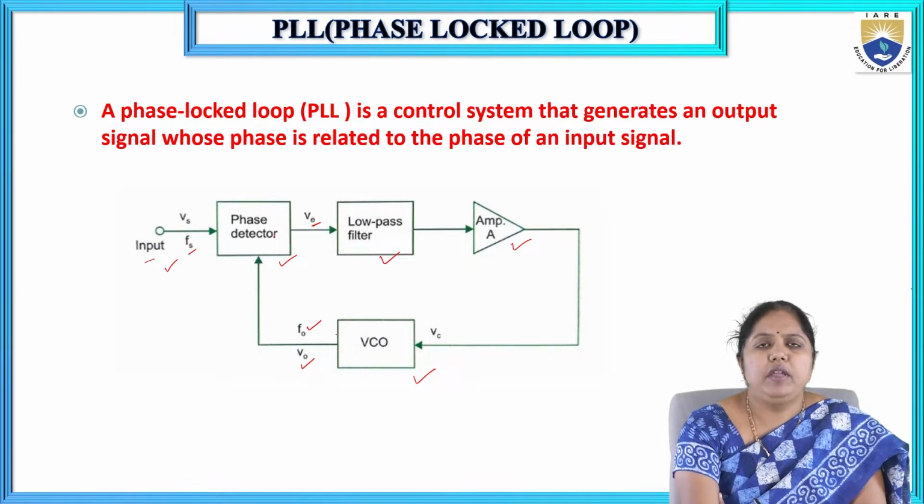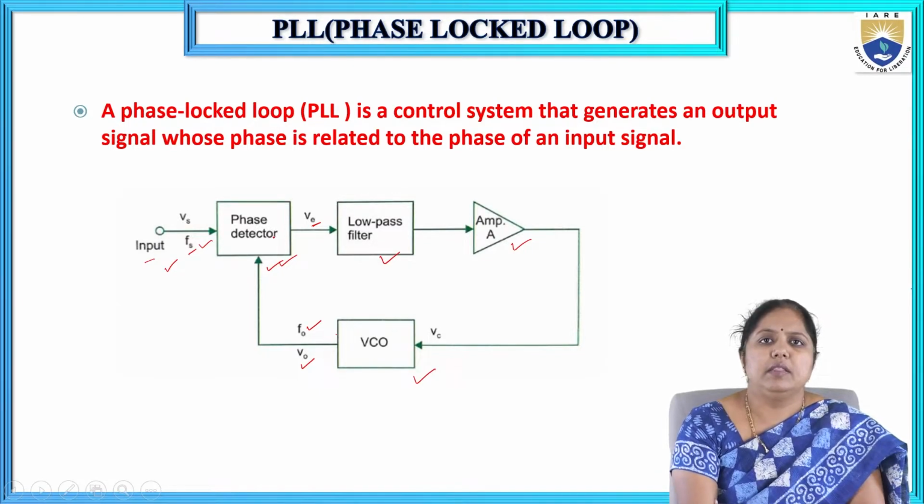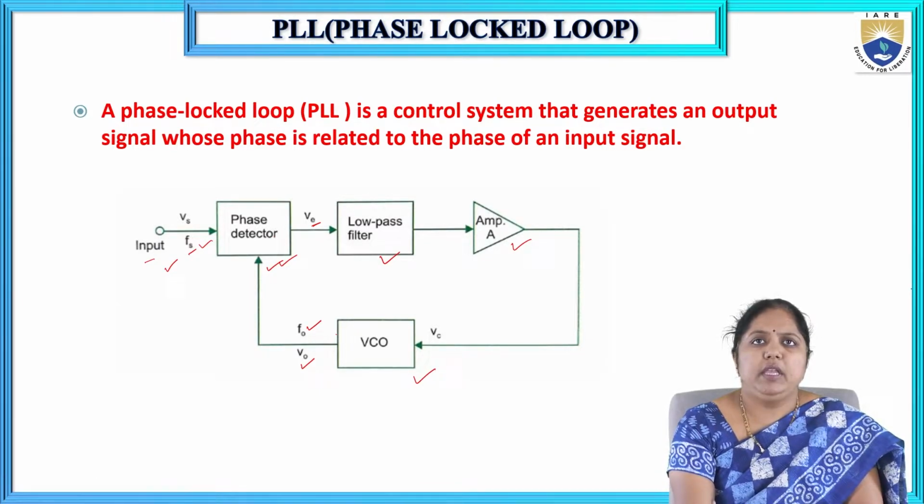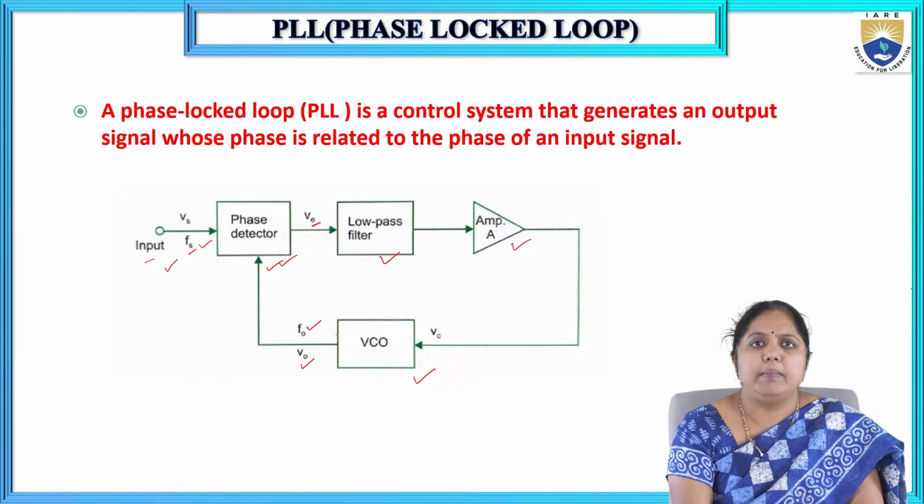So here the phase detector is a comparator type of circuit. So what is the function of a comparator? It just does the comparison of the two respective inputs and generates the concerned output value. In addition to that, this phase detector works as a multiplier.